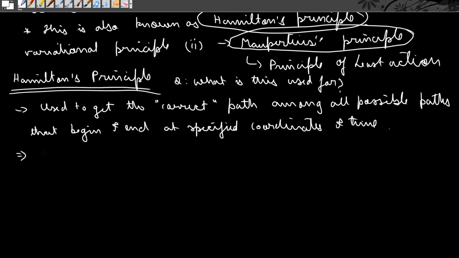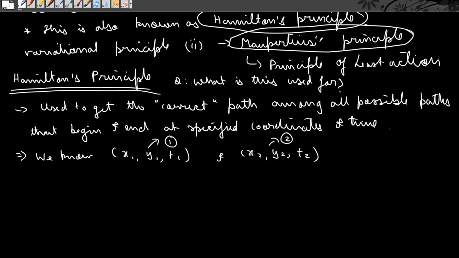So this implies that if you consider two-dimensional Cartesian coordinates, just to make it easier to imagine, this means we know x1, y1, t1 and x2, y2, t2, and this configuration I'm going to call point 1, and this I'm going to call point 2.